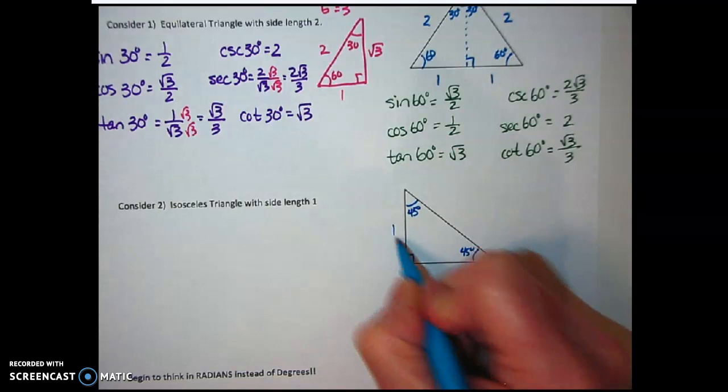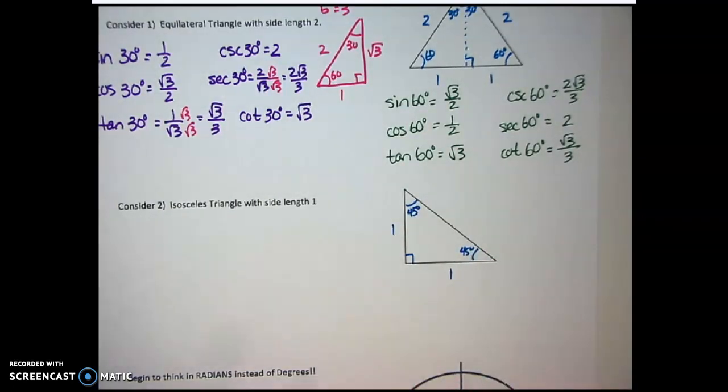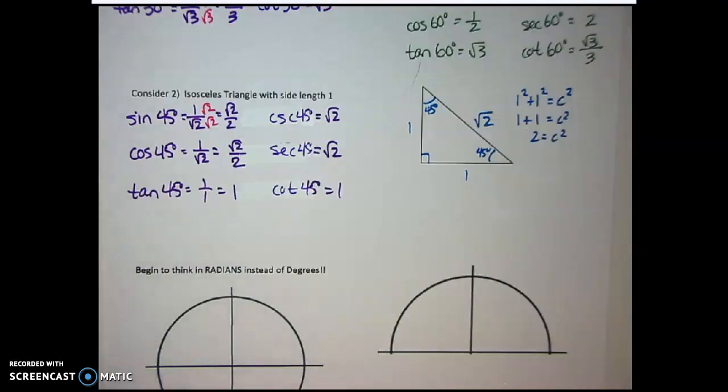And if we have a side length 1, you're going to have to use the Pythagorean theorem to find the third side. And again, pause the video to find that third side, and then write down what the 6 trig functions are for a 45-degree angle. And there we have the 6 trig functions for 45-degree angles.